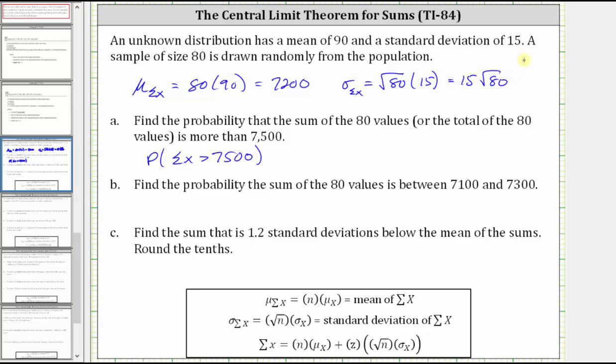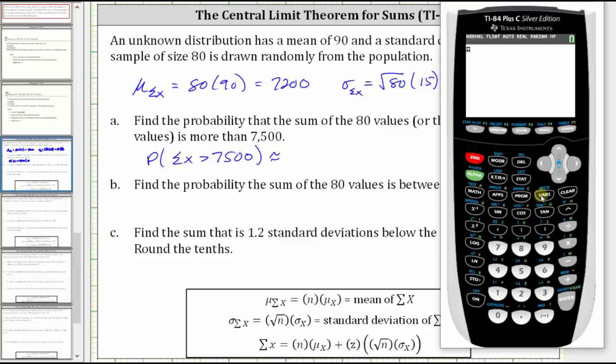And now we will use the normal CDF function on the TI-84 to determine the probability the sum of x is greater than 7,500. To begin, we press second vars for the distribution menu, option 2 for normal CDF. Now we enter the lower bound, upper bound, mu, and sigma. And this information is for the sums, not the original distribution. So because we have the sum of x greater than 7,500, the lower bound is 7,500.